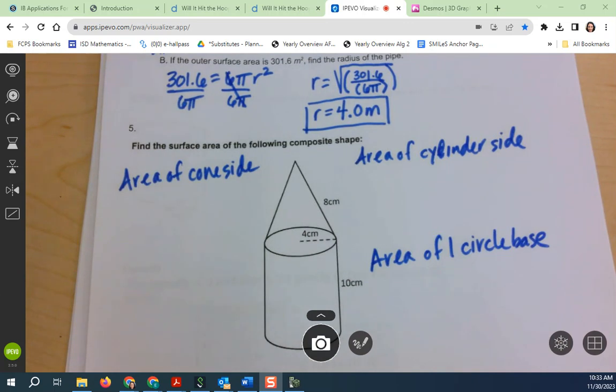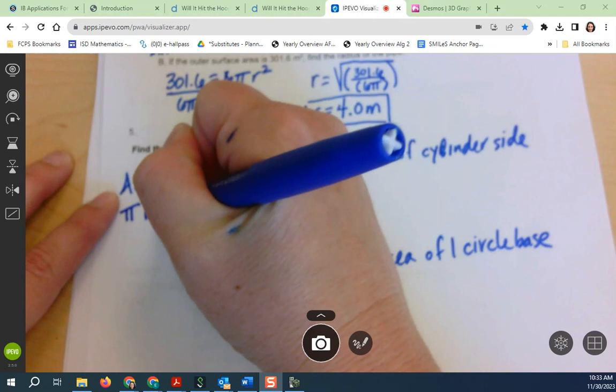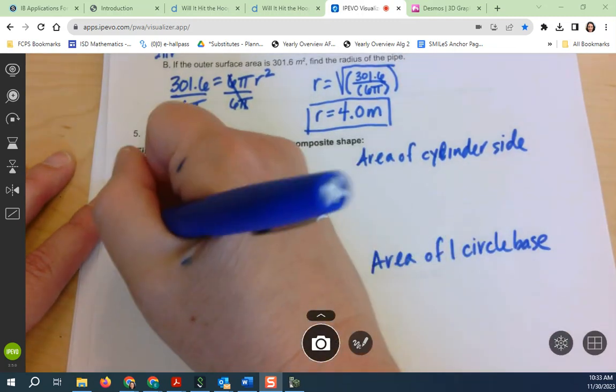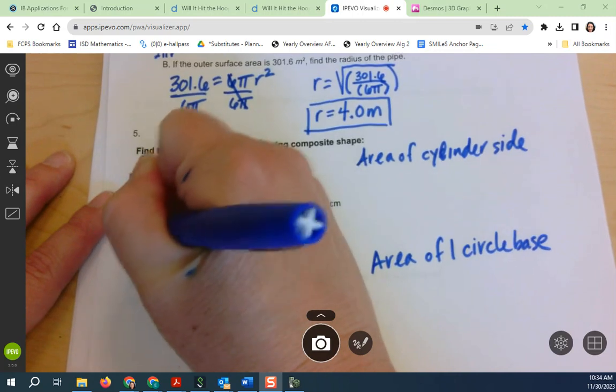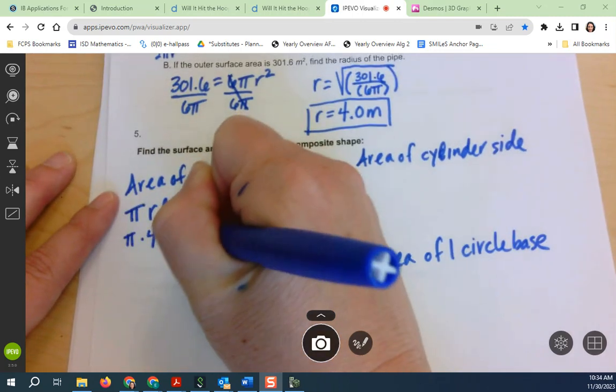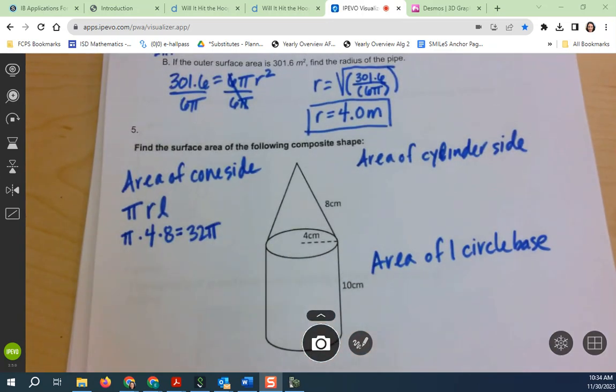For the cone, it was pi r times the slant height. And they give us the slant height. So that's pi times 4 times 8, which is 32 pi. You can make it a number if you want to, but I like to keep it in terms of pi until the end.